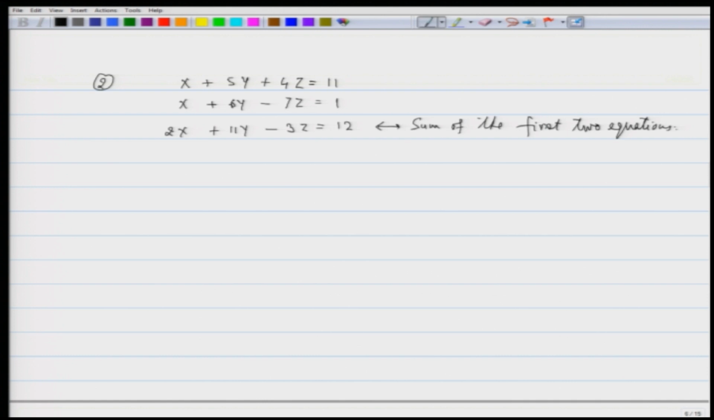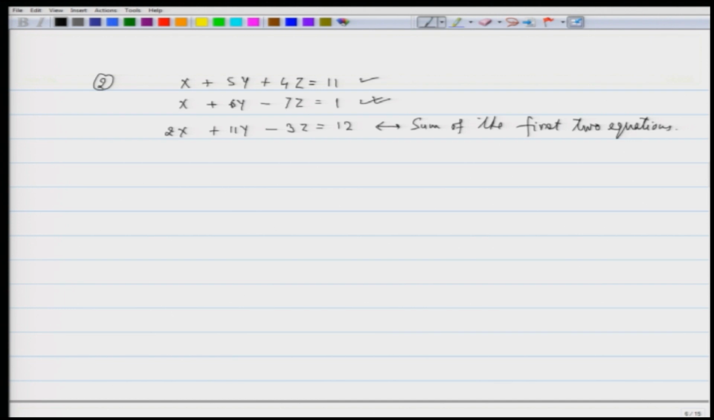Therefore, the third equation is redundant for us, and what we understand is that the first equation is a plane, the second equation is also a plane, and you can see that they are not parallel, and therefore they intersect in a line. So, we have an infinite number of solutions for this system.